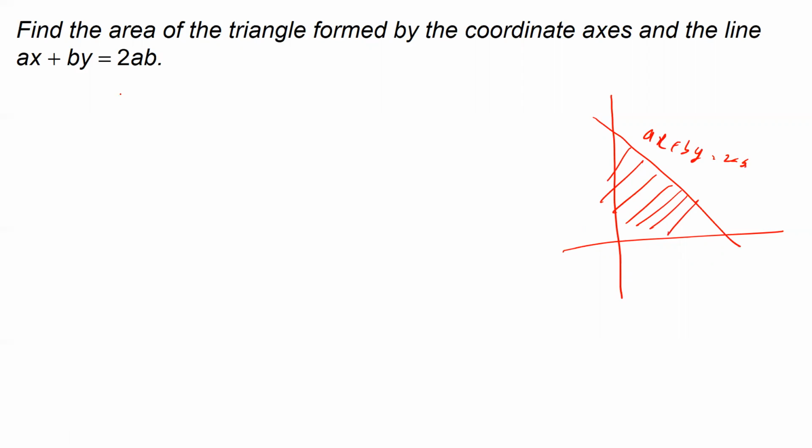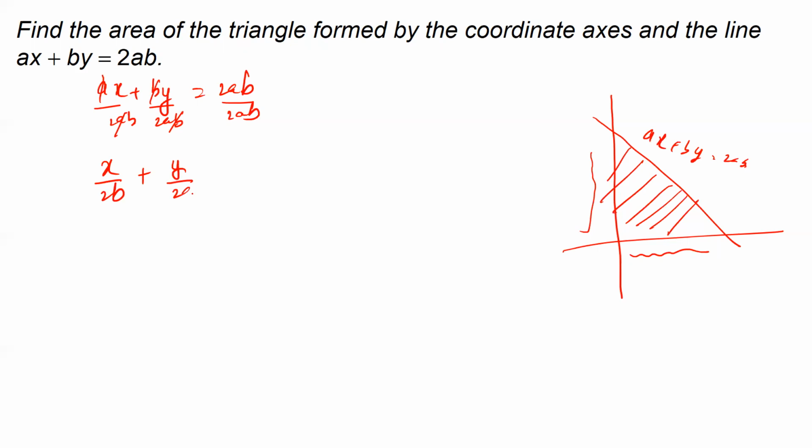No problem. So our first task is to find out the length of these intercepts. So we write down this equation ax plus by is equal to 2ab in terms of the intercept form. We divide all over by 2ab. So a cancels out over here and b cancels out over here. We get x by 2b plus y by 2a is equal to 1. So my x intercept is actually 2b units and my y intercept is actually 2a units.